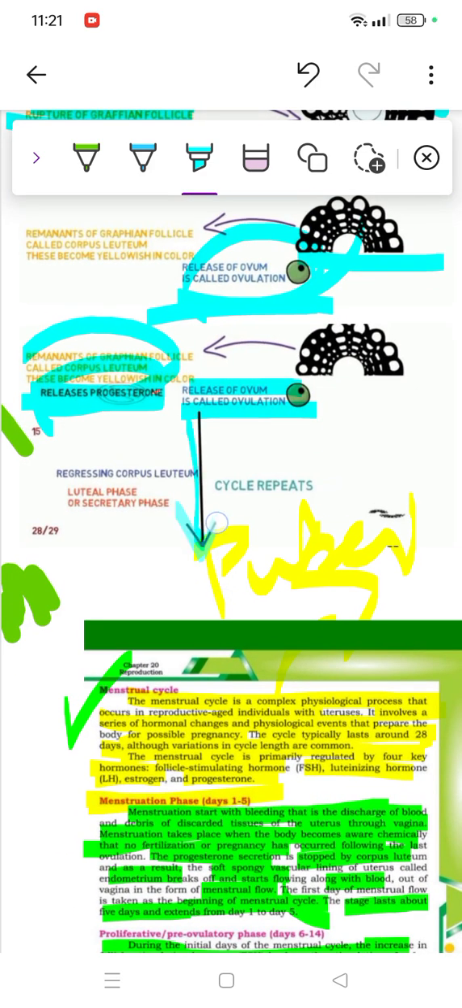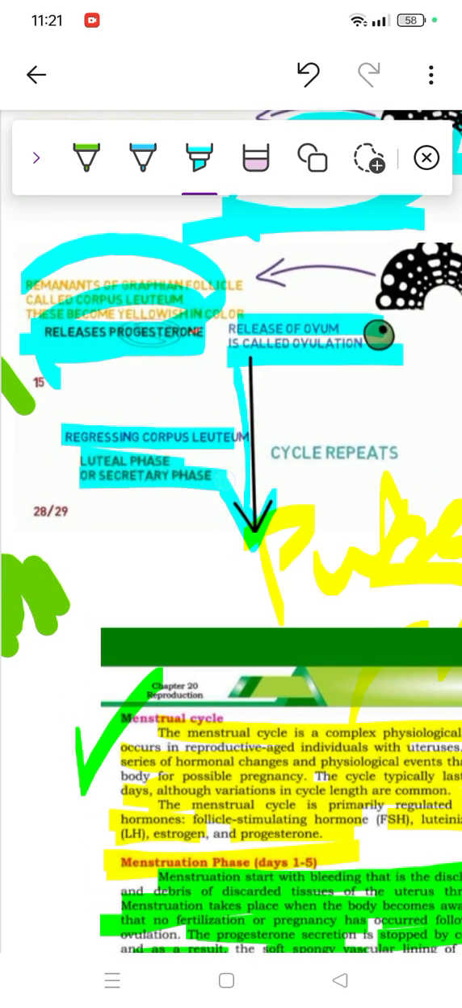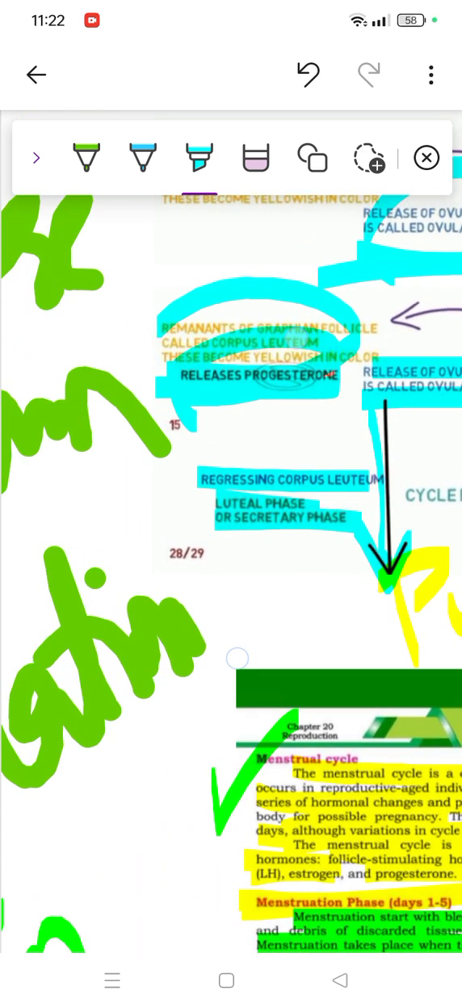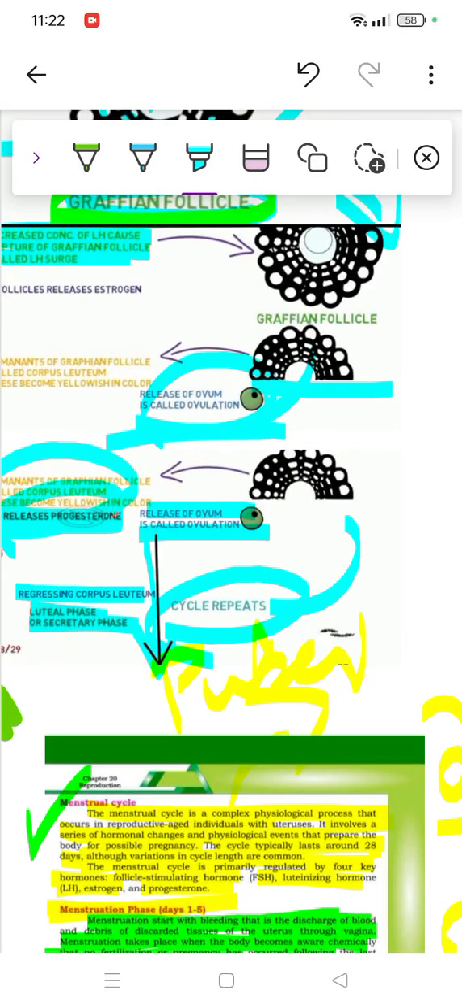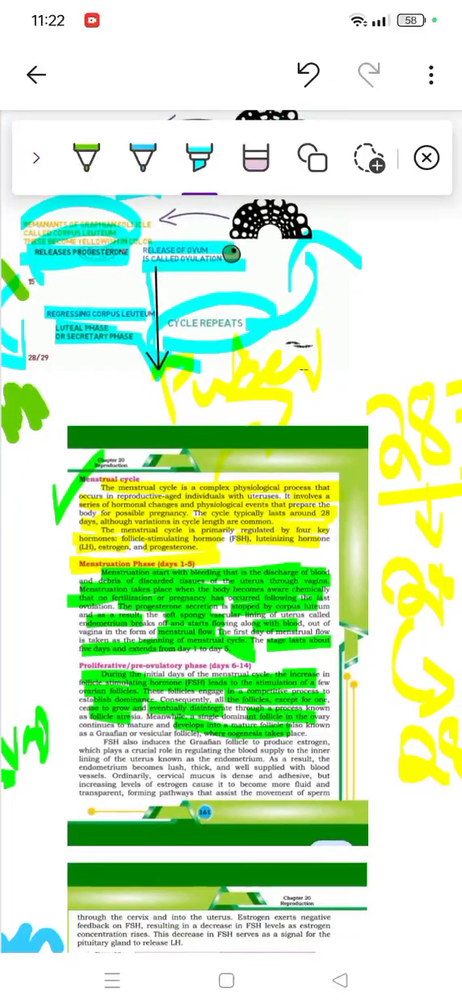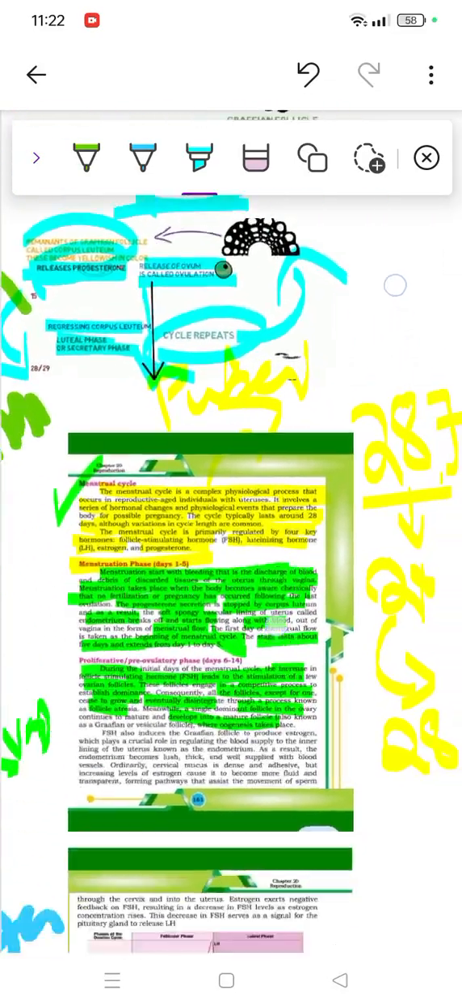Then what they will do is regress into the corpus luteum, which is another part, also called the luteal phase or secretory phase, which is the last part, from day 15 to 28 of the cycle. Then the cycle repeats and goes back to the first part. So I've explained the entire process. I'm sure it will be clear.